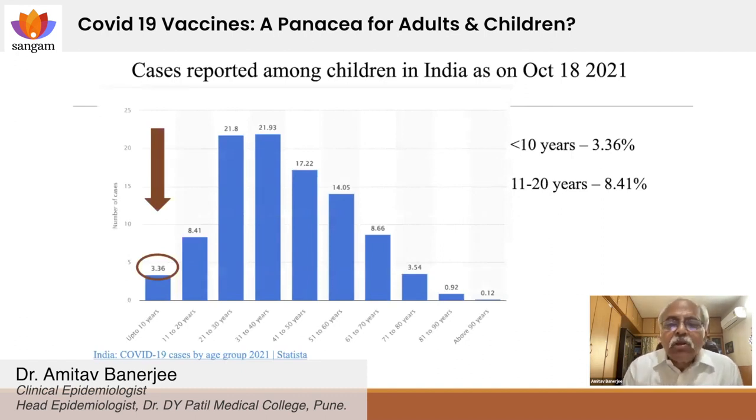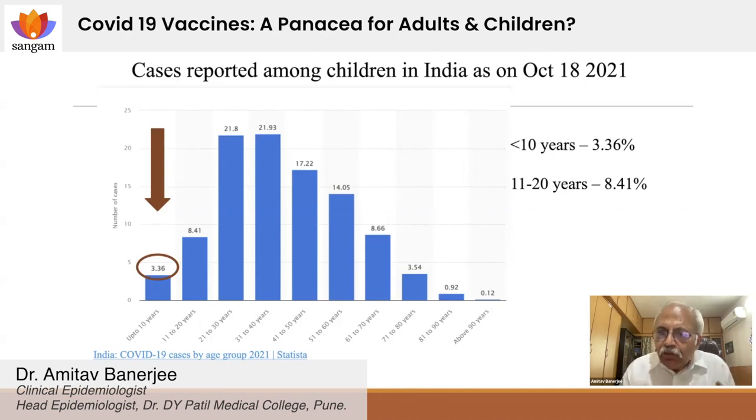Up to 5 years, about 3.3% of all cases were below 5 years, and 11 to 20 years were 8.4%. So if you just remember this figure, about 3.4% below 10 years, and 11 to 20 years, so totally about 12% of all admissions in hospitals, up till October 2021, were pediatric admissions. Almost 90%, 88%, were adult admissions, and only 12% were children who got admitted.